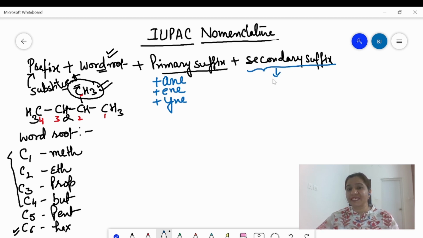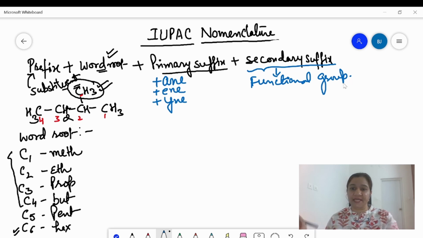Now what about your secondary suffix? Secondary suffix basically defines the functional group present in the organic compound. Now let me introduce you to all the functional groups which we have in our grade 10th syllabus, whether it is ICSE or ISC or CBSE syllabus. I'll explain what all functional groups we have to study, and how to name them as a secondary suffix. So let me first introduce you to various types of functional groups.